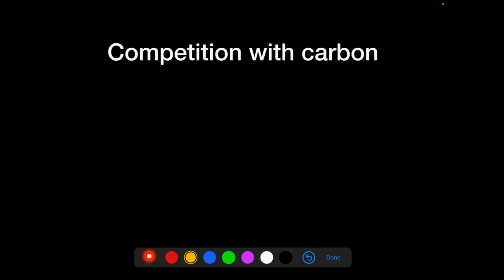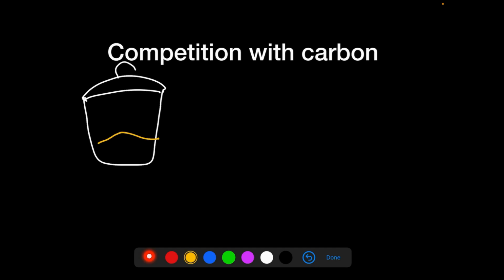Now we look at competition with carbon. So let's assume that we have a crucible over here. Over here we have a mixture of magnesium oxide, which is heated with carbon. Let's assume that the yellow dots are magnesium oxide and the blue dots are carbon. So is there any reaction? No, there is no reaction.